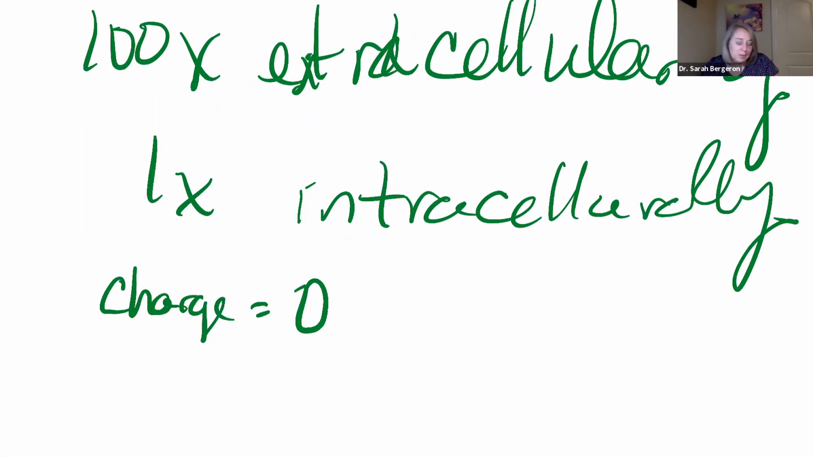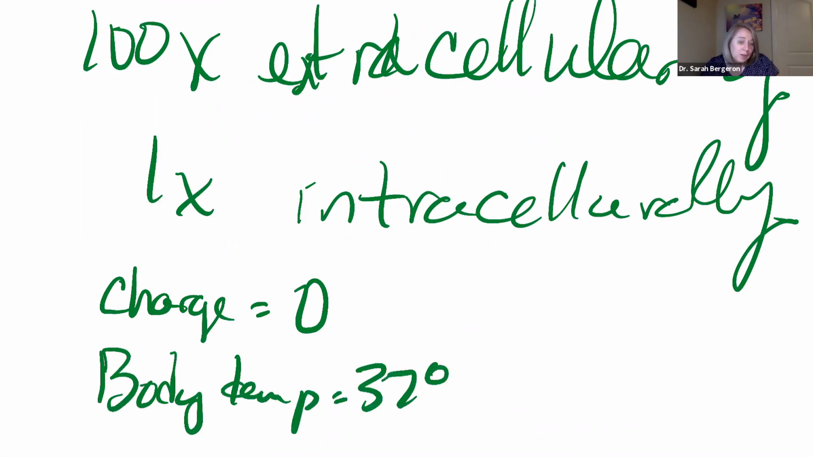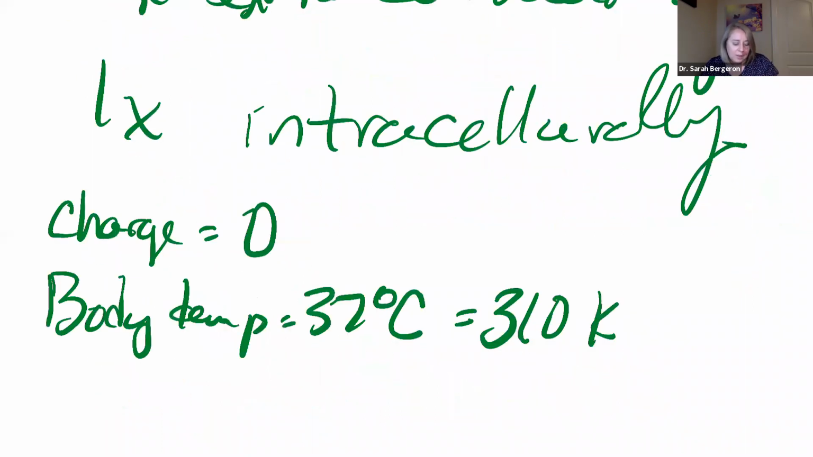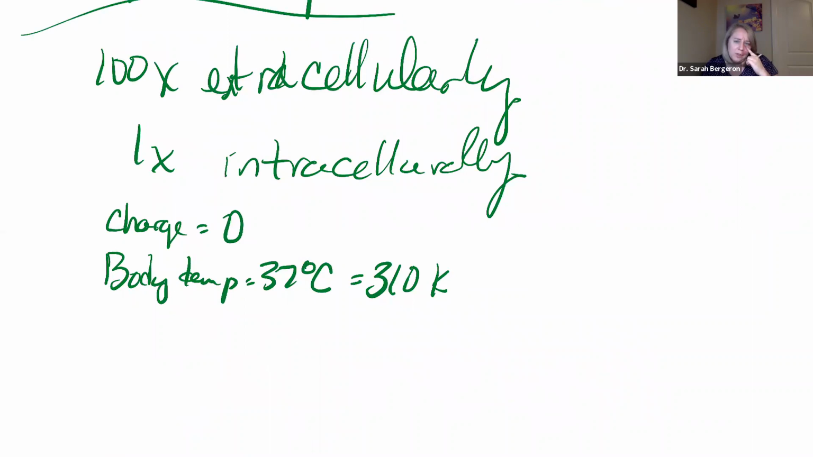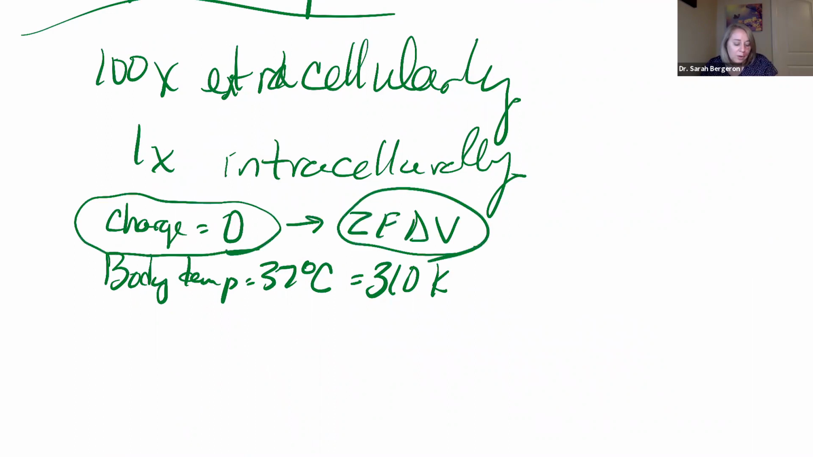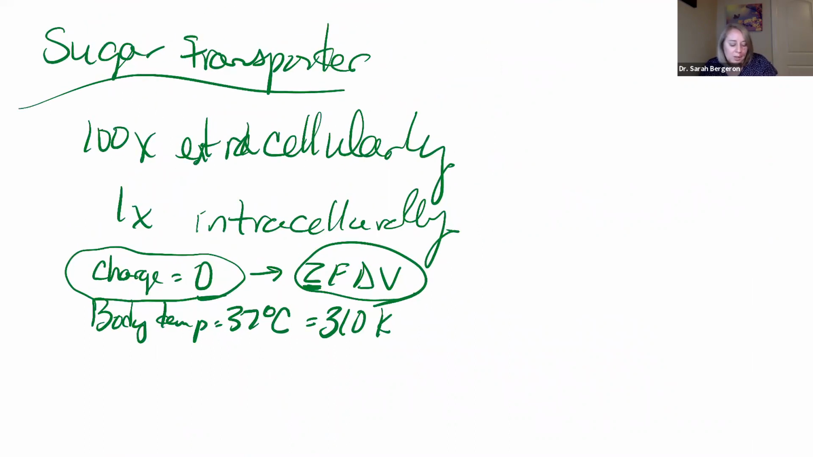Temperature, we know body temperature is 37 degrees, but that's Celsius, and our temperature has to be in Kelvin. So convert that to Kelvin, you should get 310, right? So if we plug this in, you're also going to have to know, no, you don't, right? Because our charge is 0, so our unit of Z and our Faraday's constant times our volt, this whole unit is going to be 0 because our charge is 0. So I'll show you. Let's plug all this information in, okay?